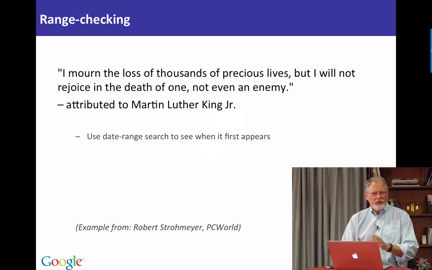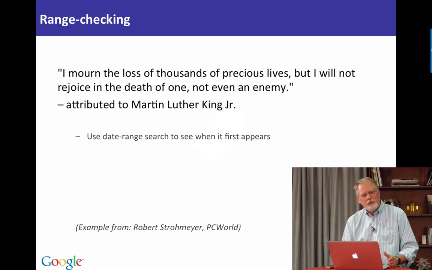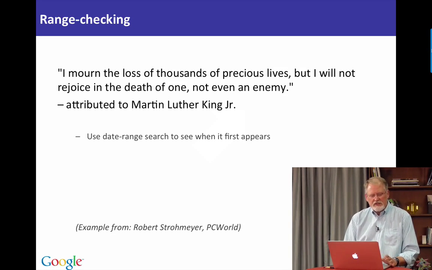Another thing you can do, aside from looking inside the URL, is to do some basic checking. So in this case, I want to show you an example of what we call range checking. So there's a famous quote that has been attributed to Martin Luther King. It's, "I mourn the loss of thousands of precious lives, but I will not rejoice in the death of one, not even an enemy." Now this became an internet meme a few years ago, and it was widely attributed to Dr. King. So let me show you how I check this to get a sense for whether or not this is a correct attribution or not.